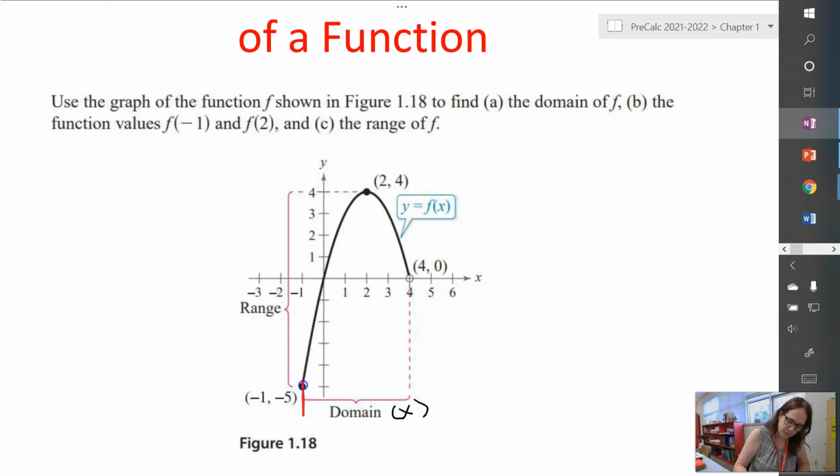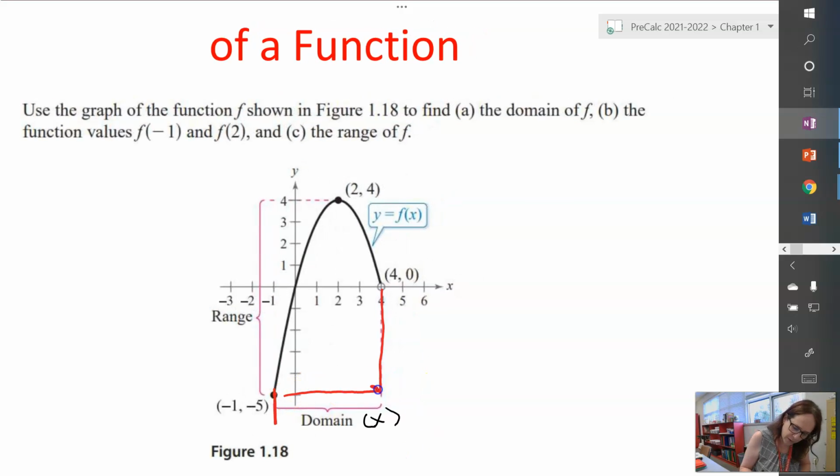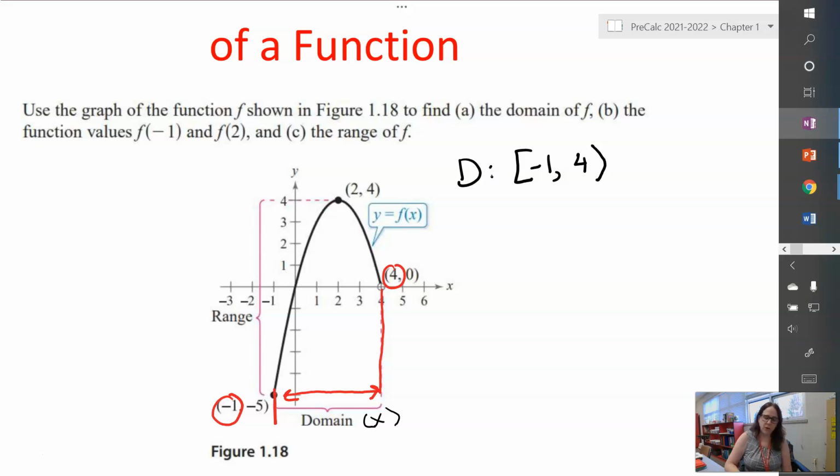here and it goes all the way over to here. So here is our domain. Using the x values, it starts at -1 and stops at 4. Now the -1 is included, so I would use a square bracket. The 4 is not included, so I would use a curved bracket to write the domain. You can also write it like this: -1 less than or equal to x less than 4.